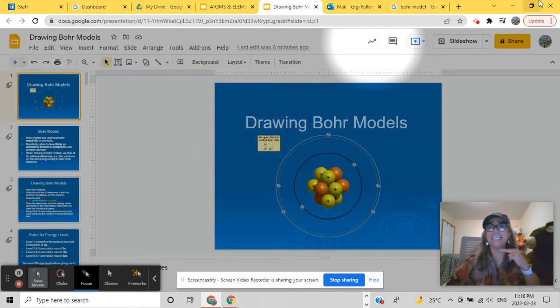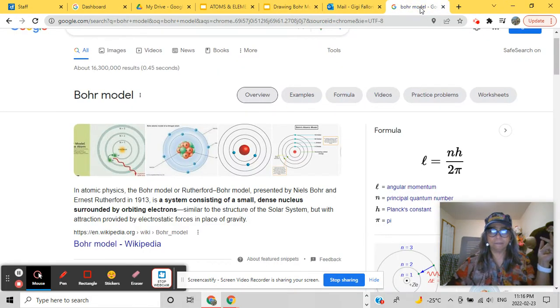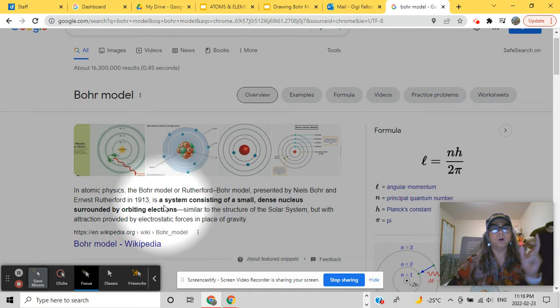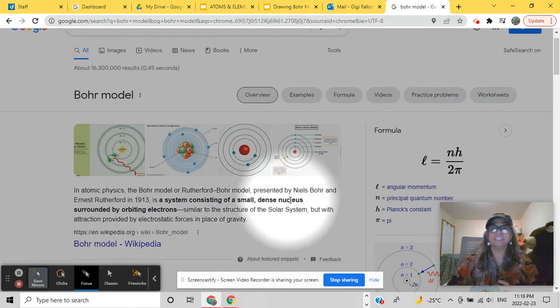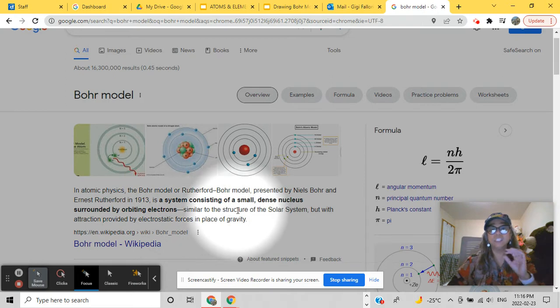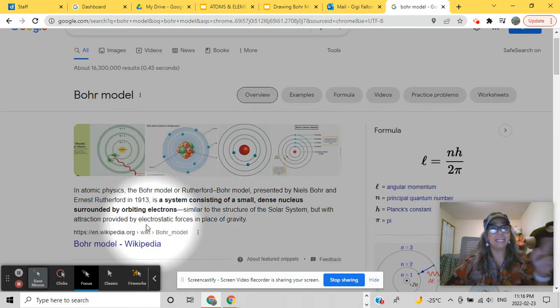So what exactly is the Bohr model diagram? In atomic physics, the Bohr models are Rutherford-Bohr models presented by Niels Bohr and Ernest Rutherford in 1913. It's a system consisting of a small dense nucleus. Remember what the nucleus is? Think of the entire thing as the solar system, with the sun in the center. The nucleus consists of the protons and the neutrons, and it is surrounded by orbiting electrons. And we've said before that electrons can be likened to the planets revolving around the sun.